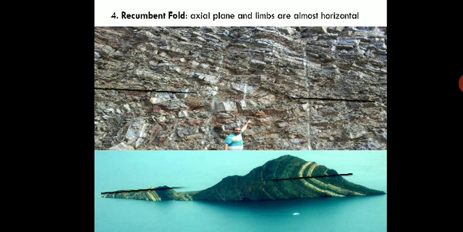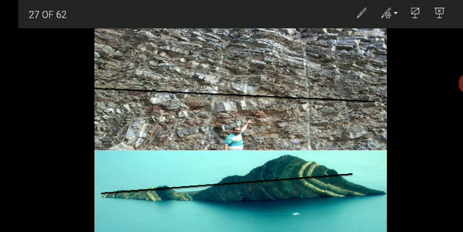Then next is recumbent fold. Recumbent is the fold in which the folding is so intense that both the limbs become almost horizontal. You can see the limbs are almost horizontal. Then it is called the recumbent fold. So the axial plane is also horizontal and the limbs are also horizontal. In such a fold the limbs lie vertically above each other.